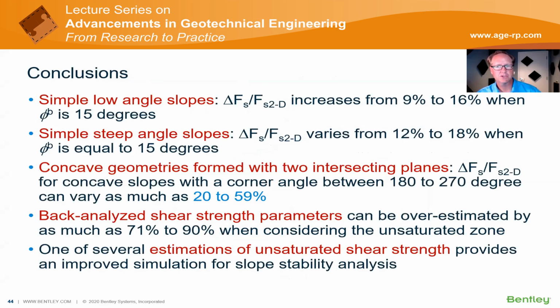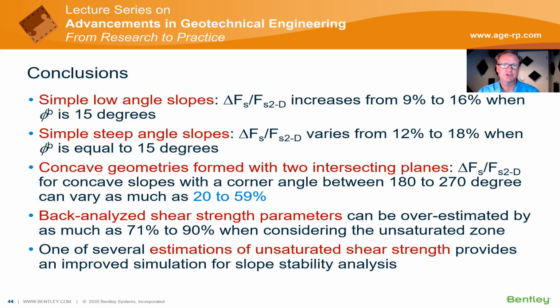So some conclusions we can draw from this are, for simple slope angles, the difference between 2D and 3D factors of safety increases from 9 to 16% when phi b is 15 degrees. For steep slope examples, the factor of safety varies from 12 to 18% when phi b is equal to 15 degrees.